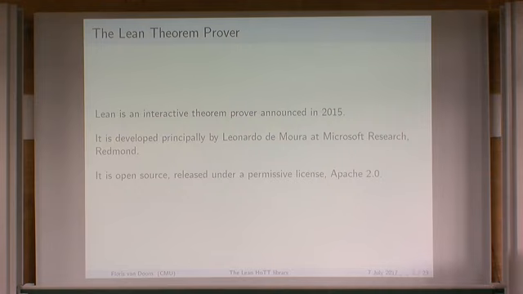So we've already had a talk by Jeremy on Lean, and there will be more talks on Lean next week. So I will go very quickly over what Lean is and focus more on the library. But so Lean is an interactive theorem prover, which was announced in 2015, and it's developed by Leonardo de Moura and Microsoft Research. And it's open source and available on GitHub.